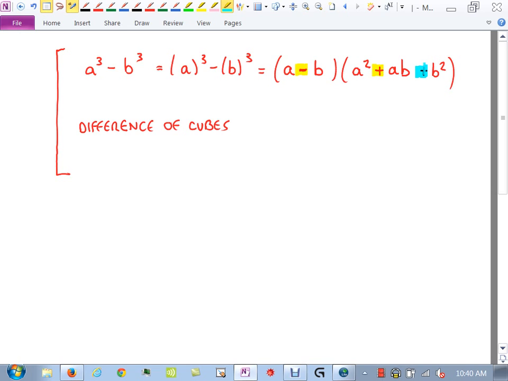Now, how are you going to remember for the sum of cubes, your first one's plus, and for the difference of cubes, your first one's minus? Well, difference has minus, so you start with minus. Sum has plus, so you start with plus. And then you switch the next sign, and this last one's always plus. However you want to remember, or just put it on your formula sheet. Just make sure you copy it correctly. The way I have it memorized is exactly the way I told you.